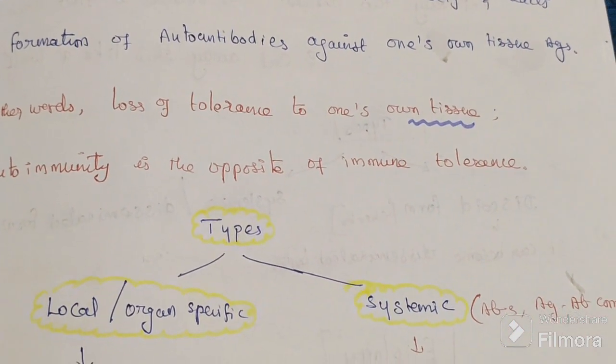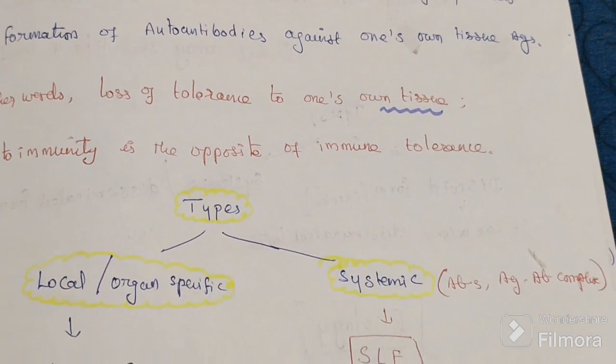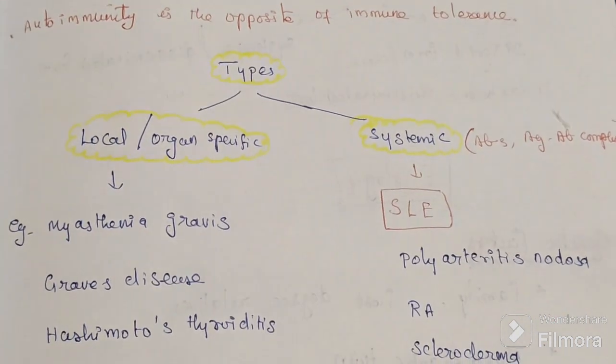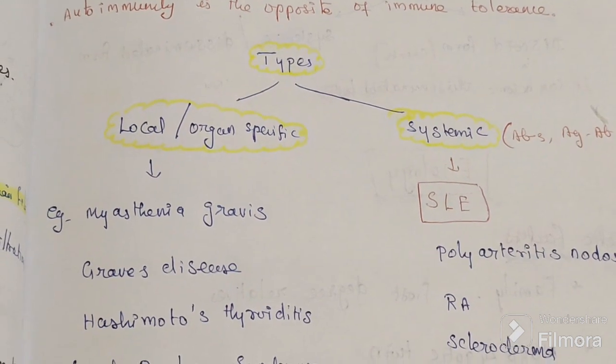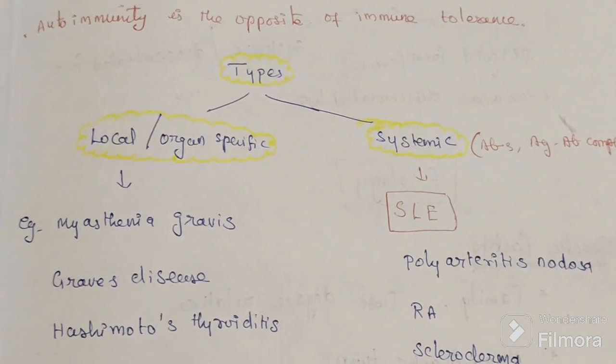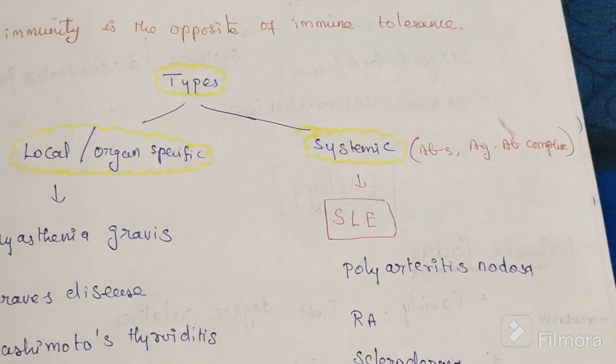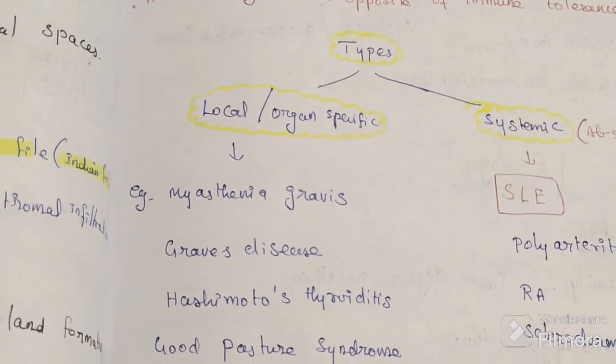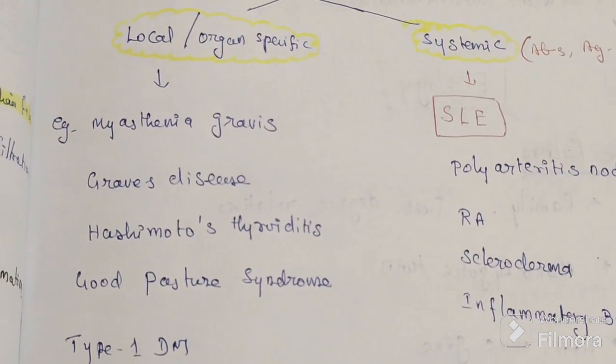Autoimmune diseases are of two types. They can be local or they can be systemic. Local means organ specific, localized. Systemic means the whole body is affected. So the first one is local or organ specific.